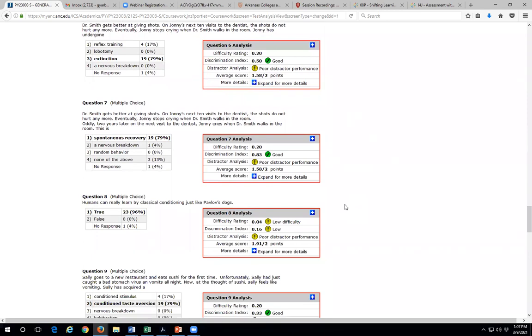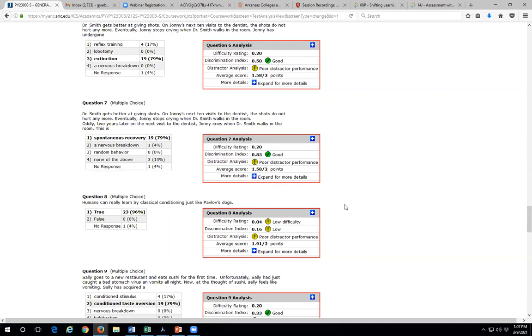Question 6. So referring back to the same scenario, Dr. Smith gets better at giving shots on Johnny's next visit. After 10 visits to the dentist, the shots do not hurt anymore. Eventually, Johnny stops crying when Dr. Smith walks into the room. Johnny has undergone extinction.